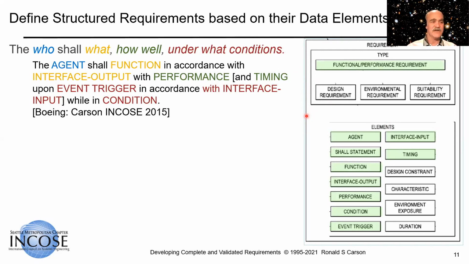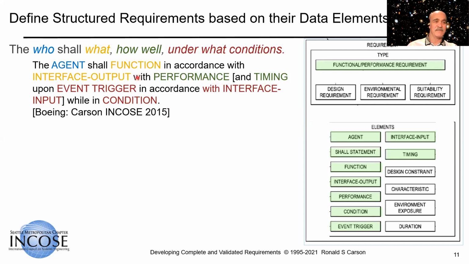The agent shall function in accordance with interface output, so that's the constraint on the interface. With performance, that's the how well of the function, and then any timing when the output comes with respect to whatever the event trigger is, the initiating event, and its interface constraint, while in conditions.